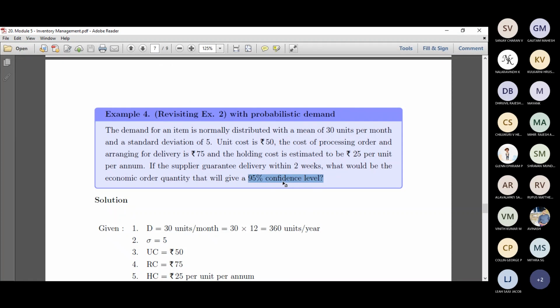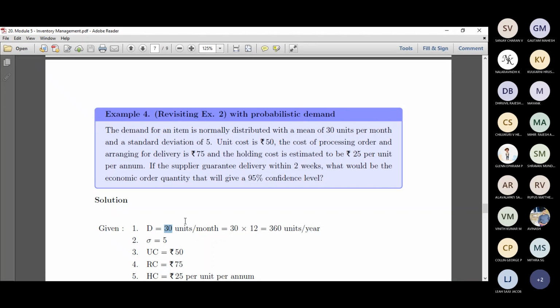The demand of an item is normally distributed. This is one key point: this is not a deterministic demand, but a demand associated with some probability. With a mean of 30 units, D is the mean, and there is a standard deviation. It's mean units, not deterministic units. In the previous example, we talked about 300, 600, all these things are deterministic. So it will be sold 600 units per month.